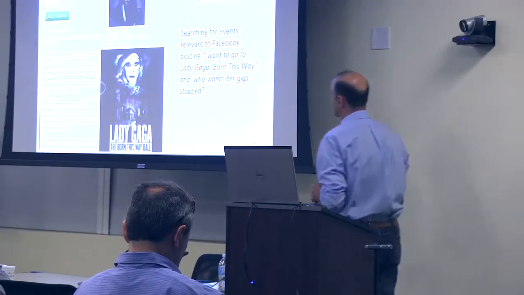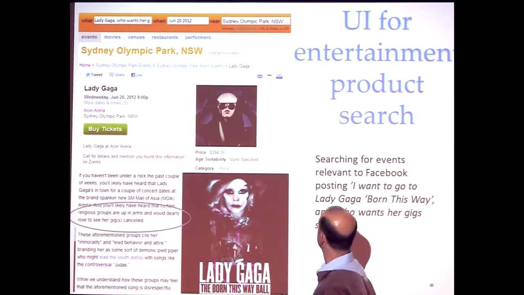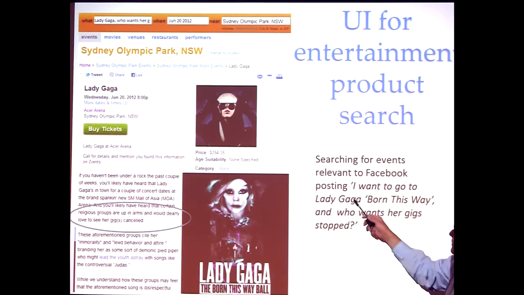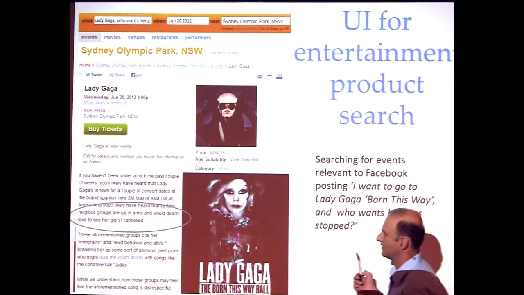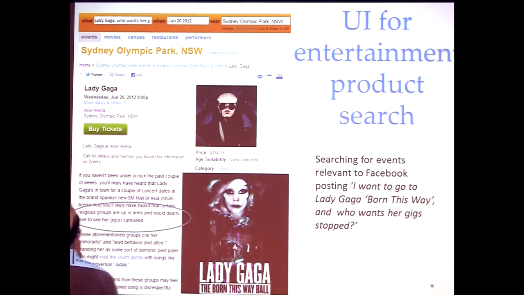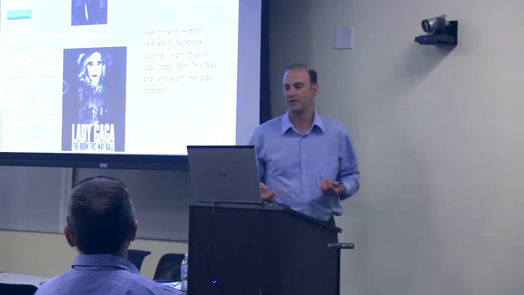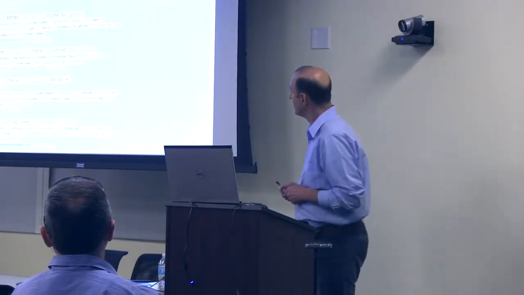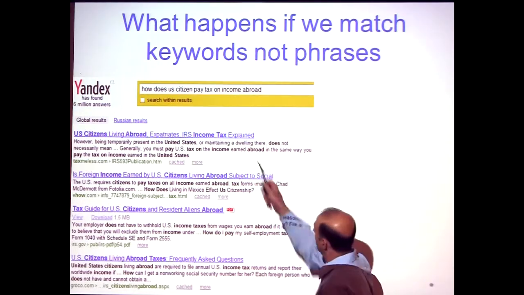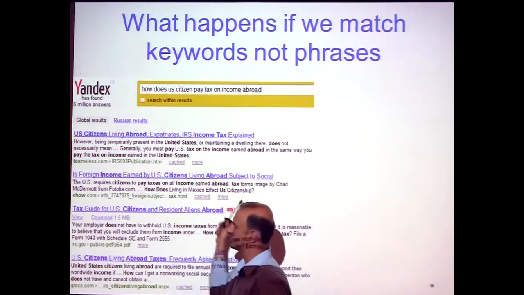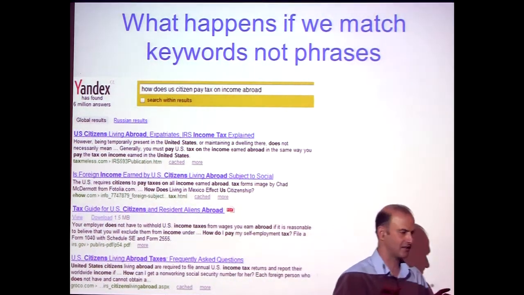Another example, this is an example of our project where this technology was applied. This is not a typical search, it's more like recommendations based on your posting. The query is "Lady Gaga, performance name, who wants her big store." That was a project at StubHub, which is a part of eBay. Just an example where we have complicated queries. Another search engine, Yandex: "pay tax on income abroad." If you just do keywords, it's citizens living abroad. So basically, if you don't maintain structure, you do not understand.